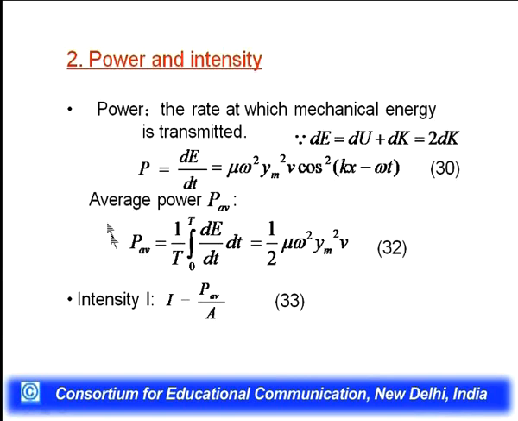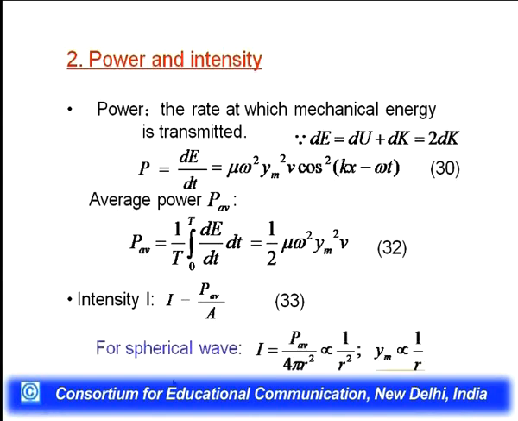Now from the previous equation we put the value of dK here. The average power, P average, is equal to 1 by T, integrated from 0 to the full time period, of dE by dt, which is equal to 1 by 2 mu omega square ym square v. Intensity is the P average divided by the area A.